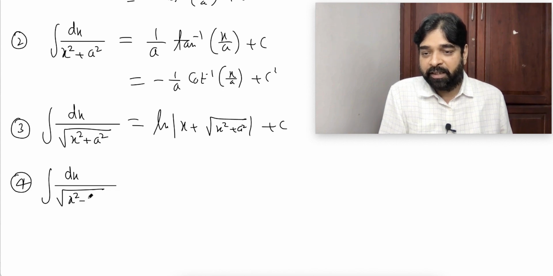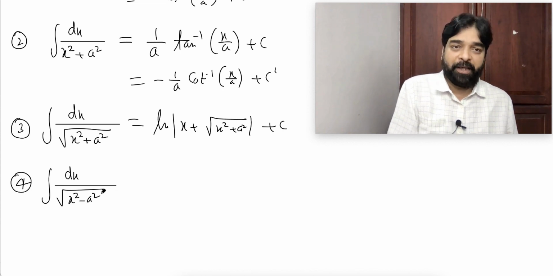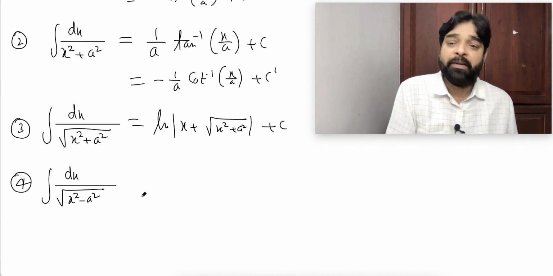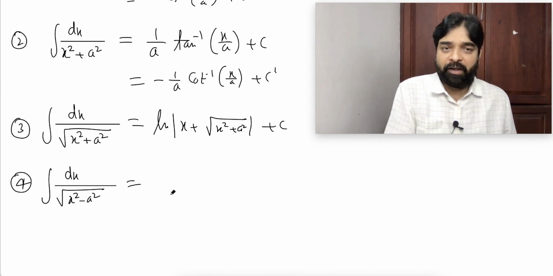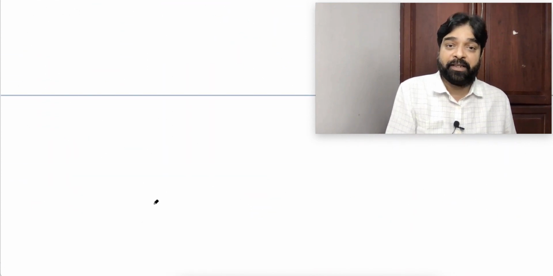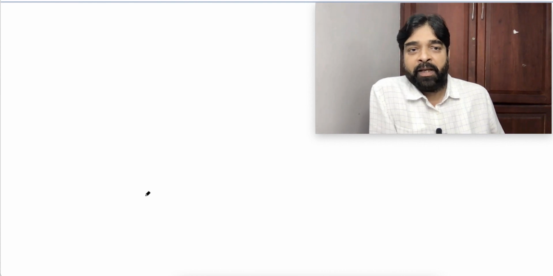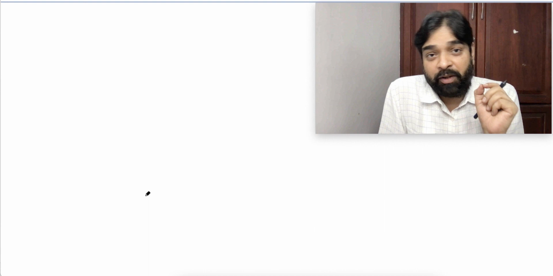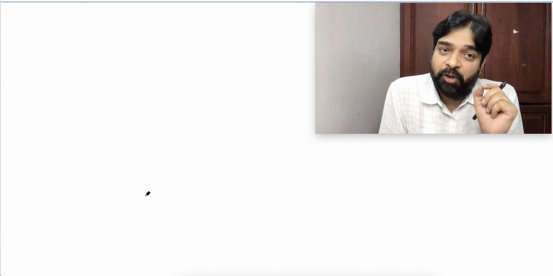Next, dx by root over x square minus a square. Of course, it's obvious. Since we have x square plus a square, x square minus a square must also have a formula. Let's try to derive it, and after that we'll write it here. You should have the habit of derivation for everything. If you have the habit of derivation, believe me, if everything in your notebook is something whose proof you know, nobody can beat you.